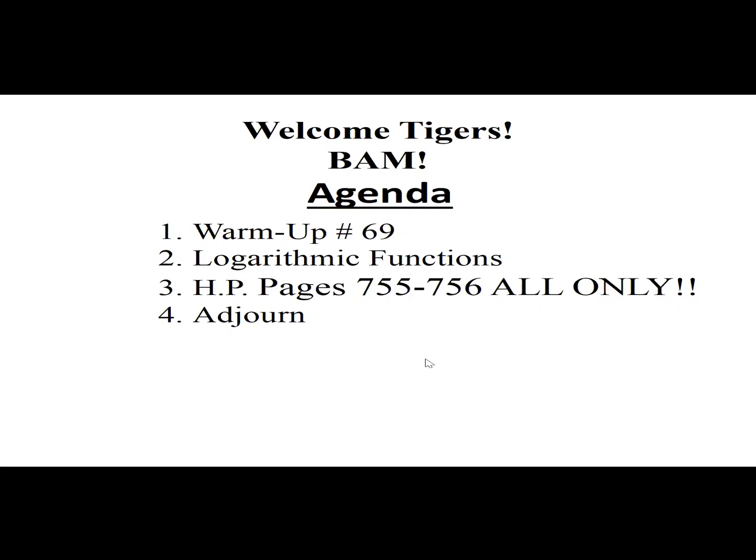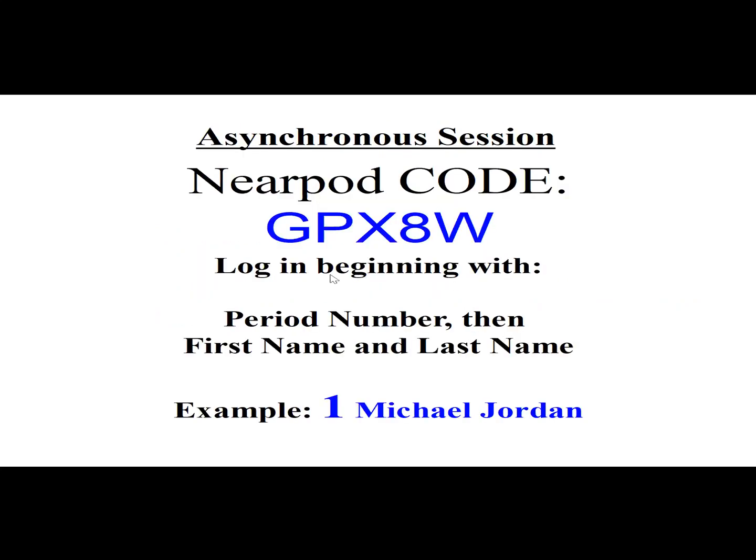Your synchronous code for today, make sure you write this down because, like I said, I'm going a little bit fast and some of you are going to fall behind. I can predict that. Here it goes. The synchronous code for today is GPX8W. GPX8W. Make sure you write that down. GPX8W.